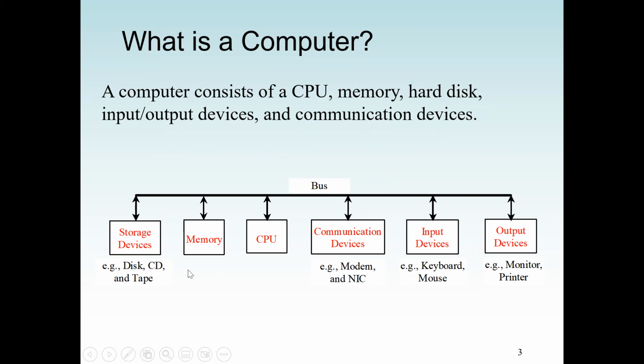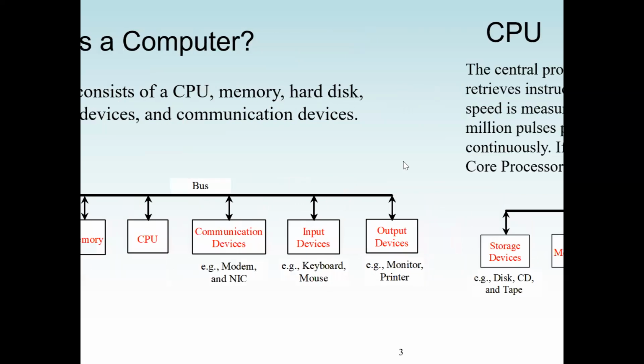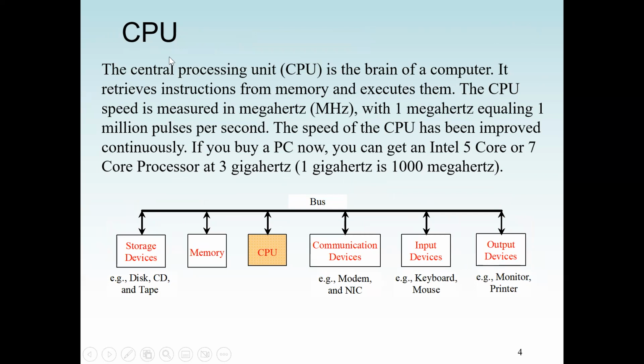An example is given here as the structure of a computer system. A bus will be the wiring. So a bus is a wire that connects all the devices. So every computer has a storage device, a memory, a CPU, a communication device, input devices, and also output devices. Next, we will go through each of the elements or the components of a computer.